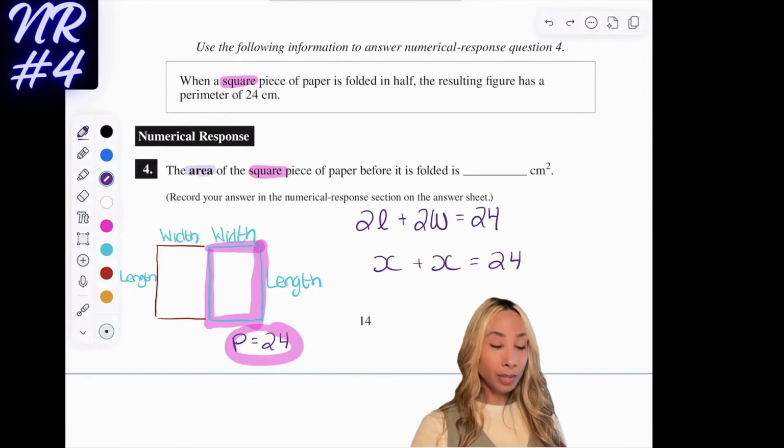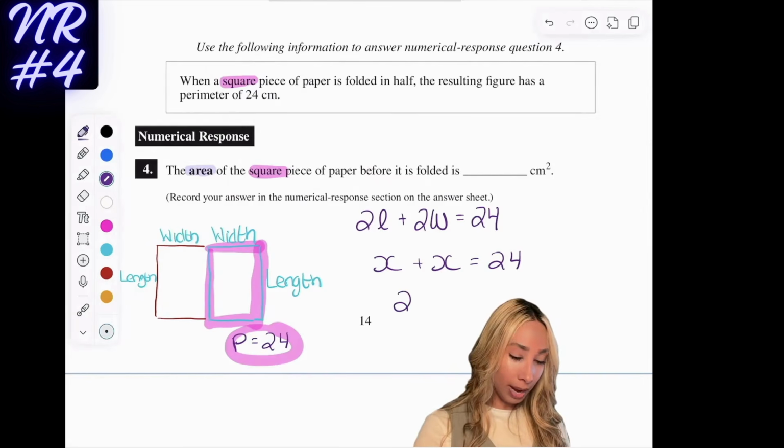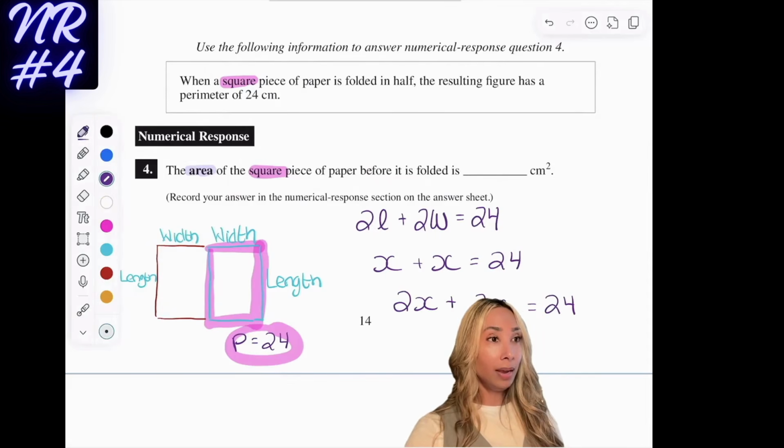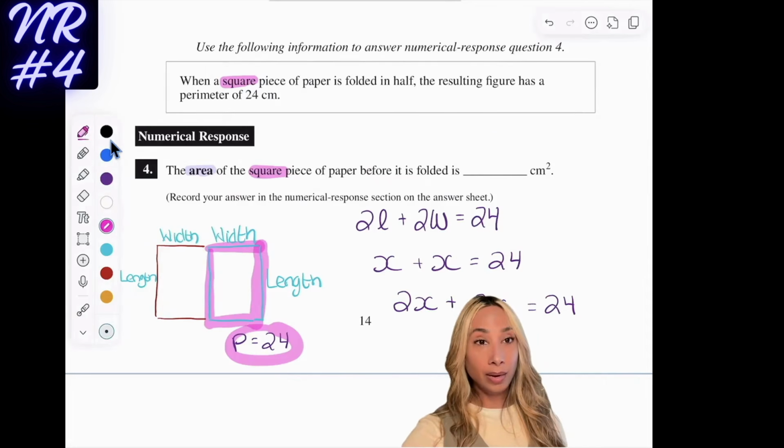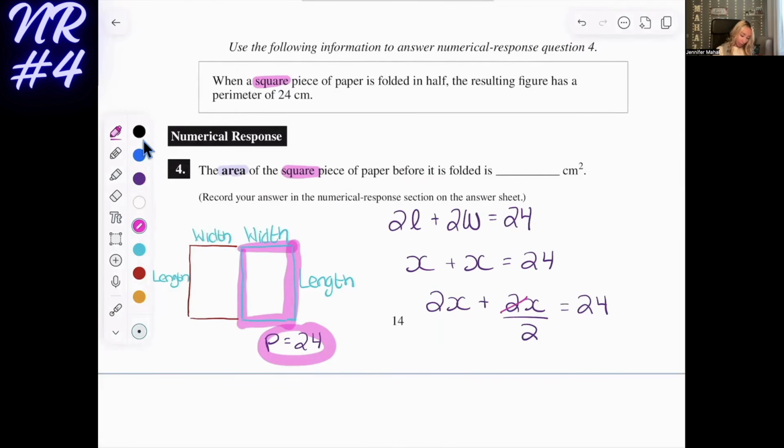That means my formula now looks something like this: 2x plus 2x over 2 is equal to 24. Okay, so from there, what I can do is I can solve for x. And I'm going to hide myself out of the way. There we go. So that is going to go away, leaving me with 2x plus x equals 24. I have two variables that are the same, so I can add those together.